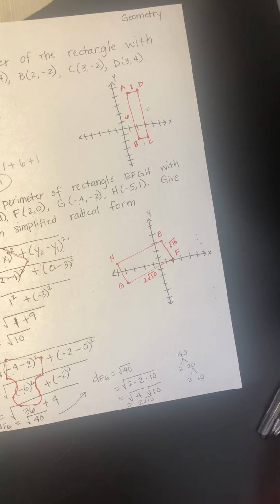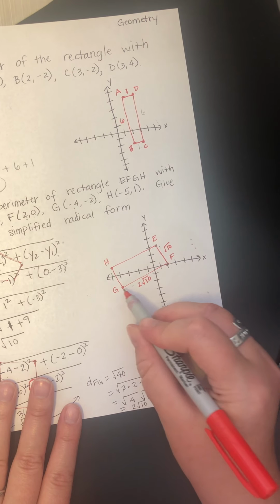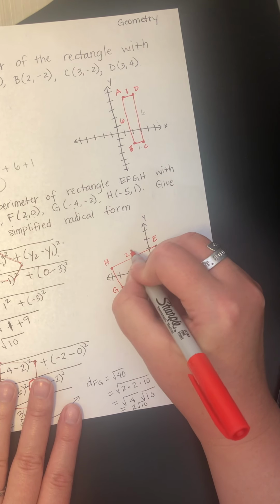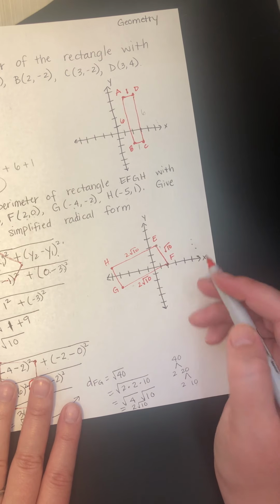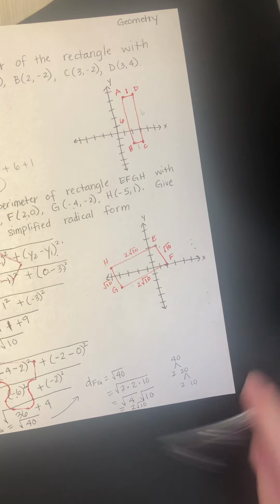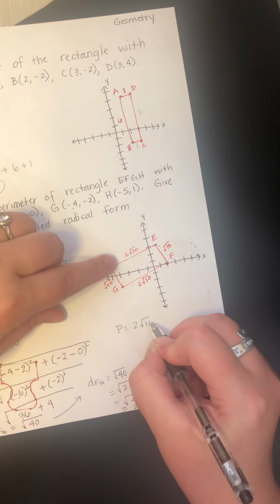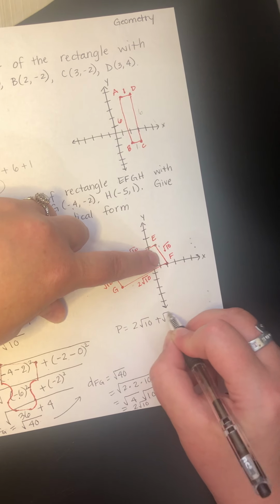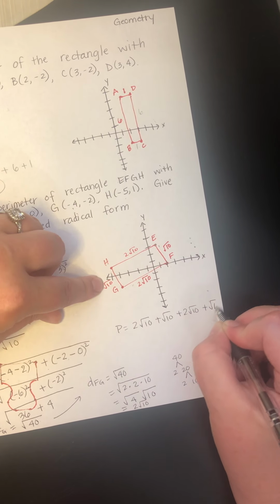Now that we know that, we can find the perimeter. The distance from H to E is going to be the same as the distance from G to F, 2 square root of 10. The distance from H to G is going to be the same as E to F. It's going to be the square root of 10. So to find the perimeter, you just add all the sides together: 2 square root of 10 plus square root of 10 plus 2 square root of 10 plus square root of 10.